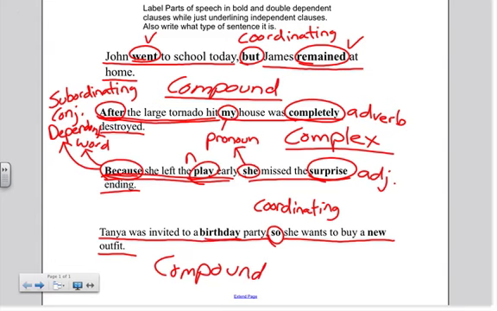Alright, what type of party was it? It was a birthday party. So she uses an adjective because it describes party, which is a noun. She wants to buy a new outfit. What type of outfit? A new outfit. It's an adjective.